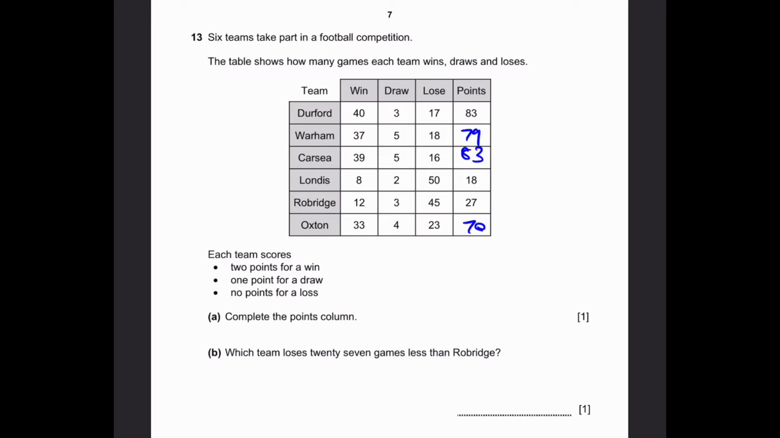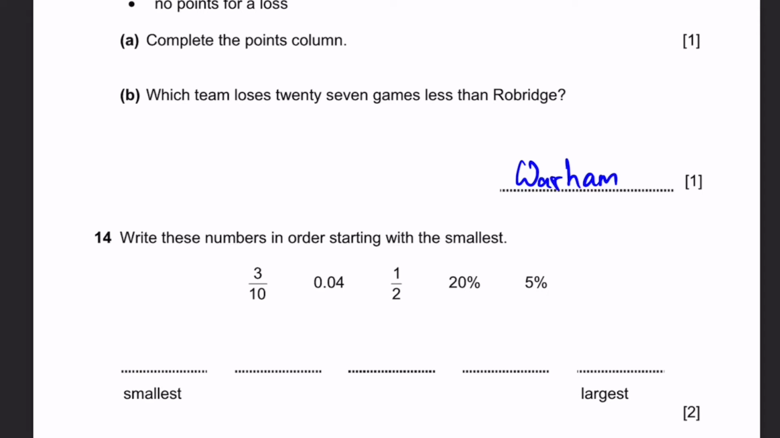B. Which team loses 27 games less than Robridge? So Robridge loses 45 games, and 27 games less will simply be 18 games. And the team which loses 18 games is Warham. So, Team Warham. That's the answer. Question 14. Write these numbers in order starting with the smallest.